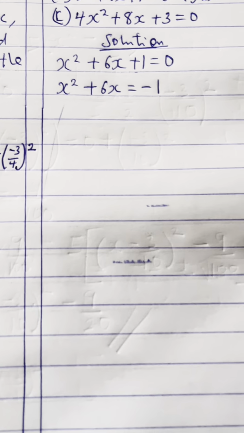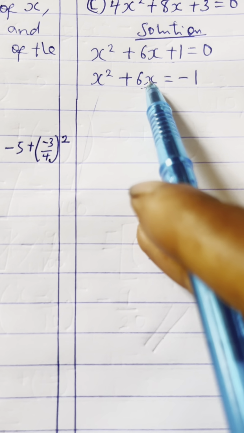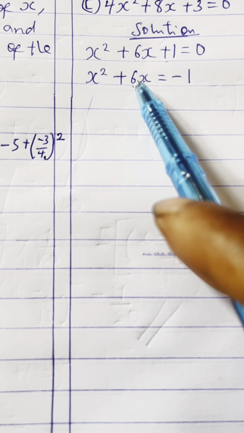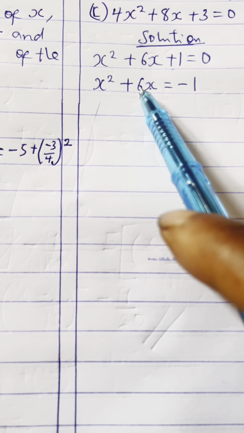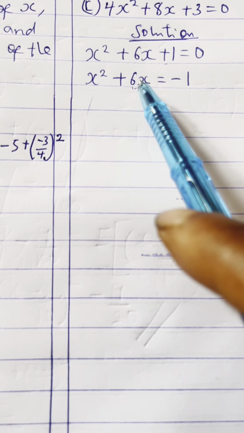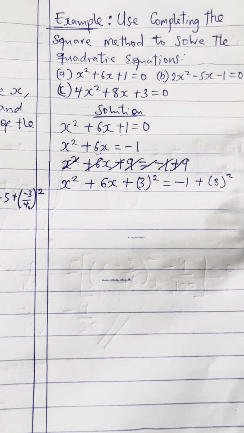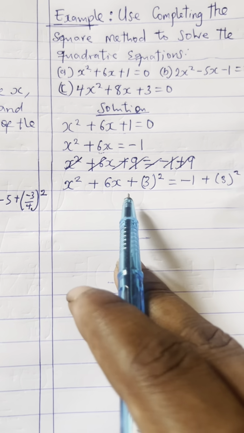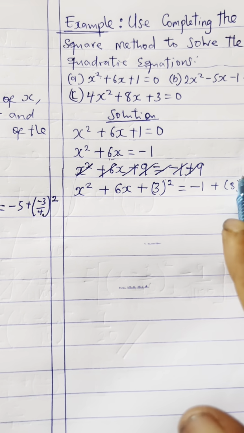So the next thing we are going to do is look for the coefficient of x. What is the coefficient of x? That is 6. We are going to look for half of the coefficient of x. That will be 3. Then we are going to square that half. That will be 3 squared, and that is 9. So we are going to add that 9 to both sides of the equation. Since the square of the half is 3, we are going to add that 3 squared to both sides of the equation. We are not going to add it as 9. We add it as 3 squared plus 3 squared.